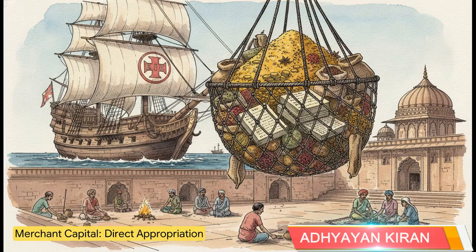Stage 1 lasted from roughly 1757 to 1813. This was the era of merchant capital. Basically, during this time, the East India Company just acted as a giant monopoly. Their primary goal was to dominate trade and to directly appropriate state revenues from places they conquered like Bengal. At this early stage, they weren't really trying to fundamentally change traditional Indian society or culture. They just wanted to efficiently collect revenue to finance their exports.